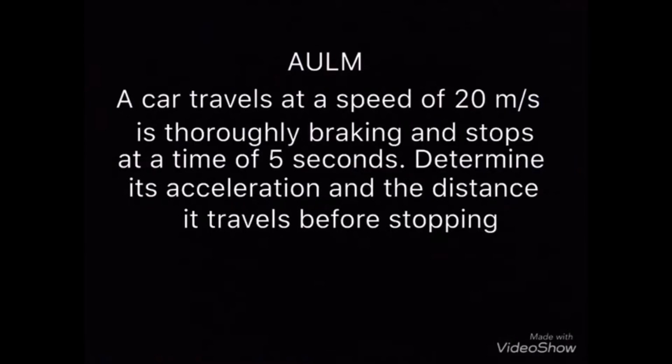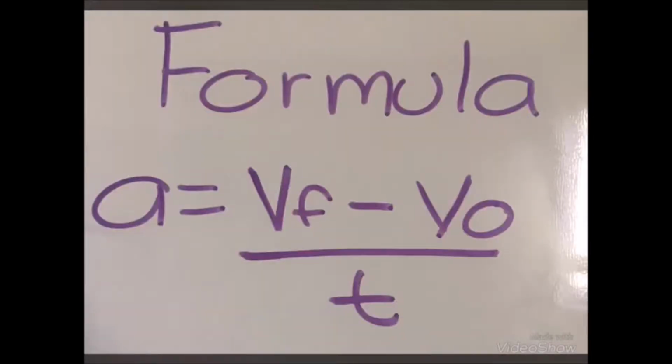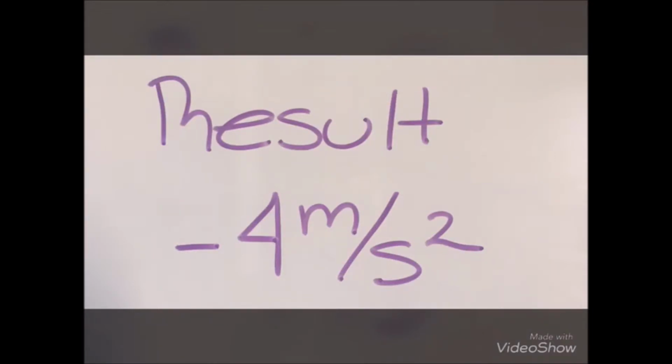A car travels at a speed of 20 meters per second, is suddenly braking and stops in a time of 5 seconds. Determine its acceleration and the distance it travels before stopping. The initial velocity is 20 meters per second, the final velocity is 0 meters per second, and the time is 5 seconds. The formula is acceleration is equal to final velocity minus initial velocity divided by time. And now for the procedure, we do 0 meters per second minus 20 meters per second divided by 5 seconds. And the result is minus 4 meters per second squared.